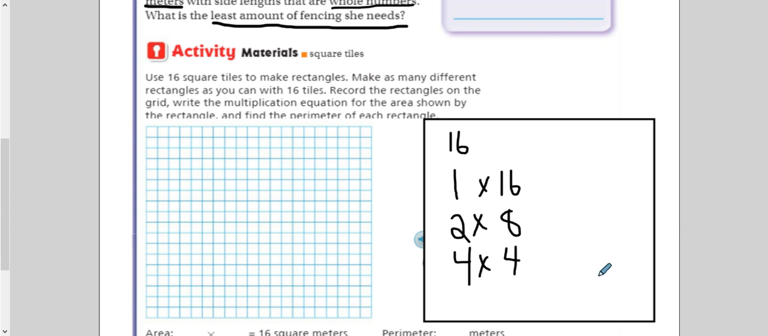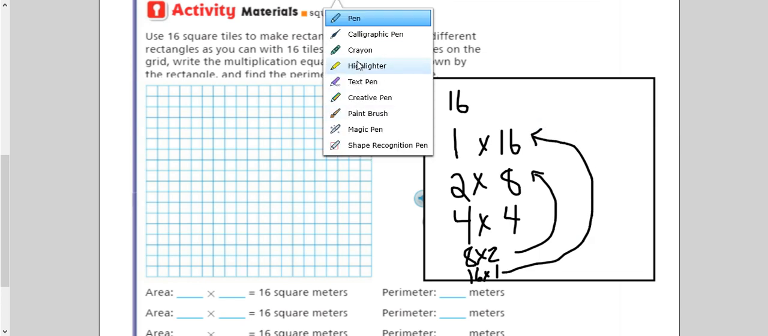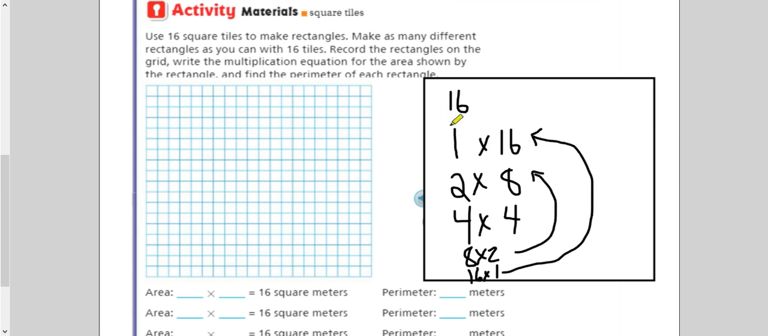All right. 5 times anything? No. 6 times anything? No. 7 times anything? No. 8 times? Yeah, we have 8 times 2, but we don't need that. We don't need 8 times 2, and we do not need 16 times 1 because we already have them. Okay? We have it right here, and we have it right here. Okay? So, our main factors that we're going to use are right here.